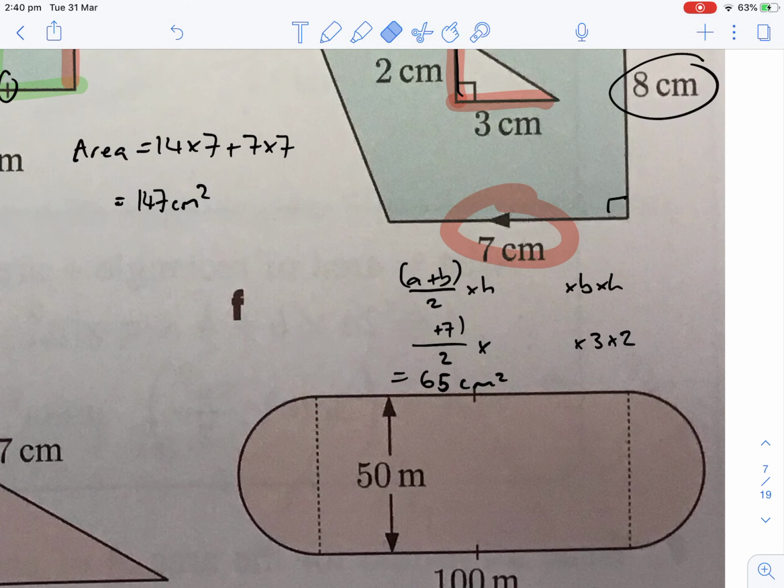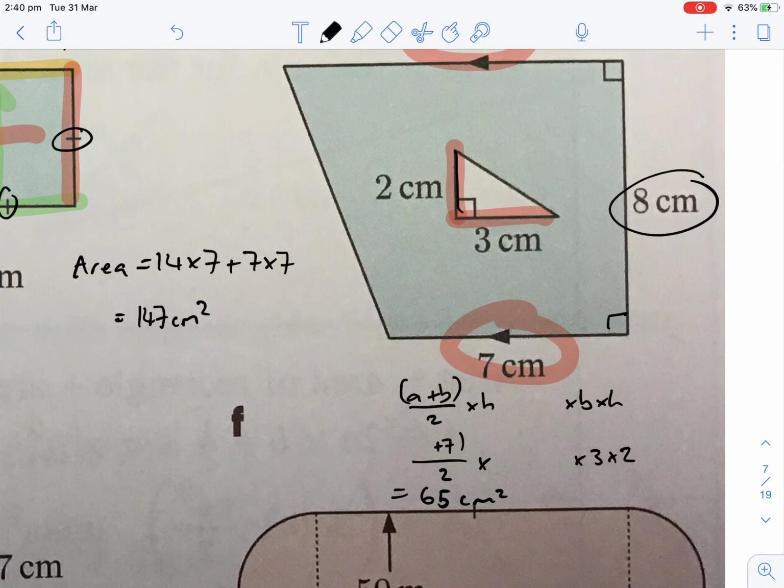Okay, I might just take all that highlighting away for you so you can see it all. Sorry, no, I've just messed that one up, so put that back on. It's 10 plus 7. Okay.